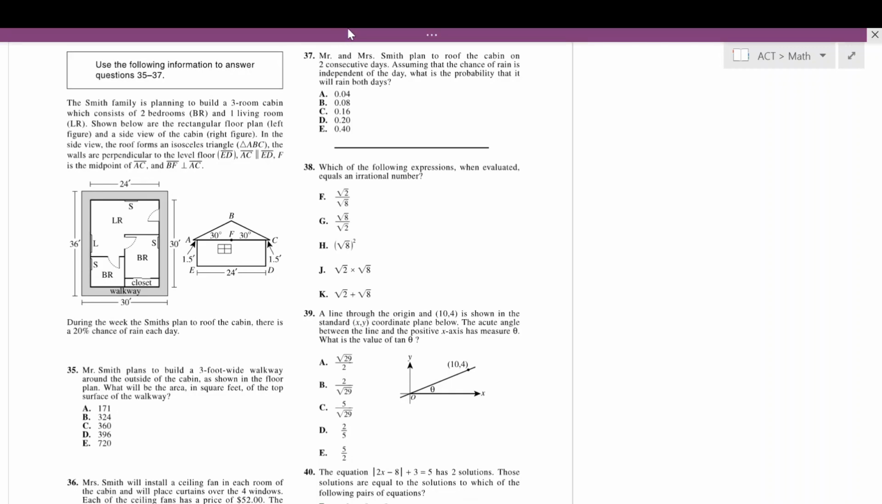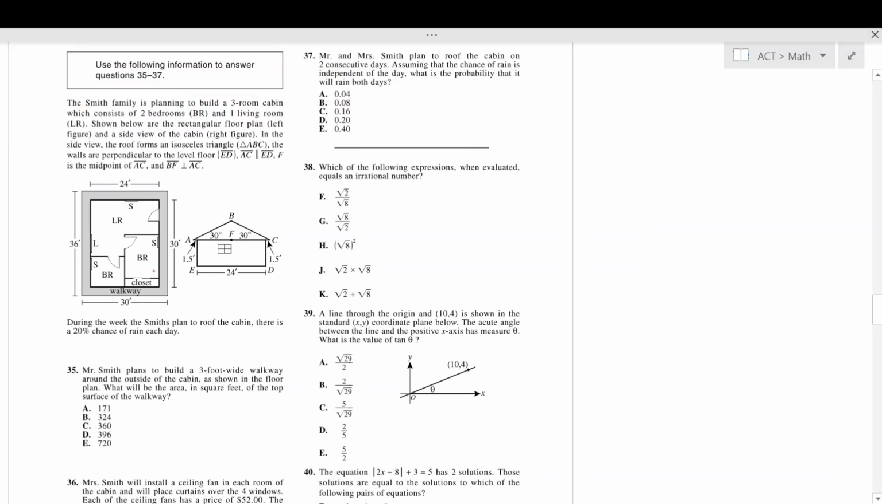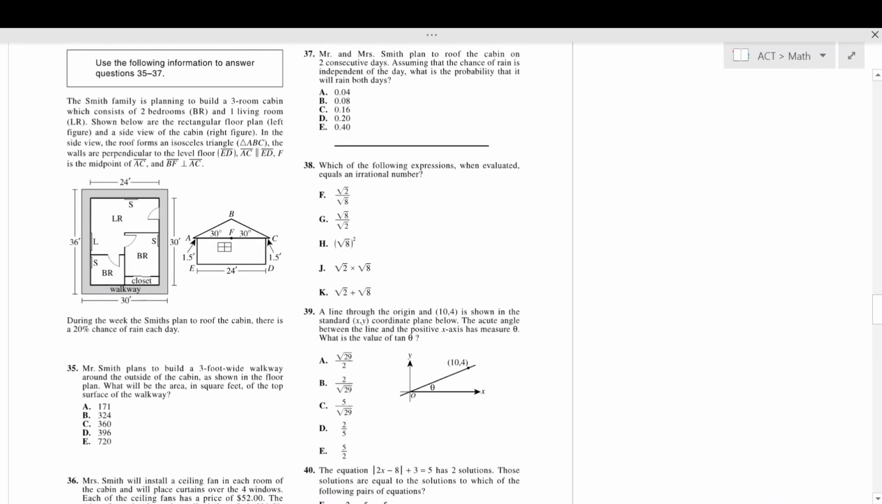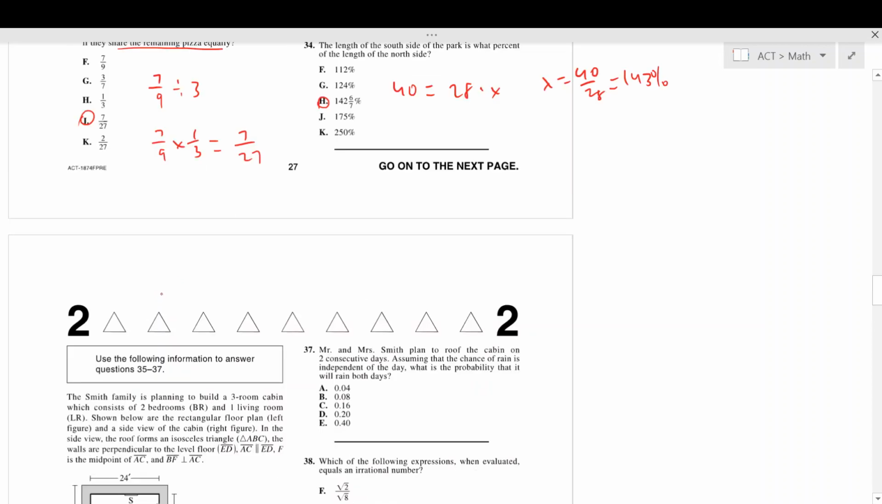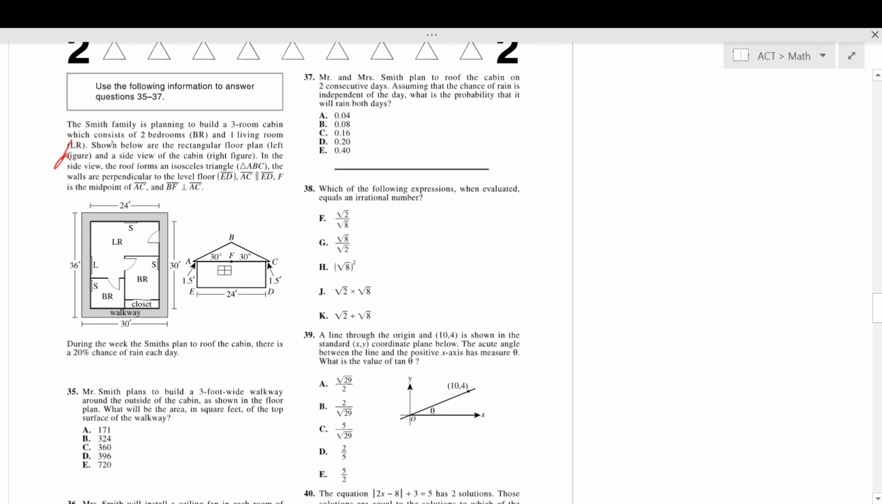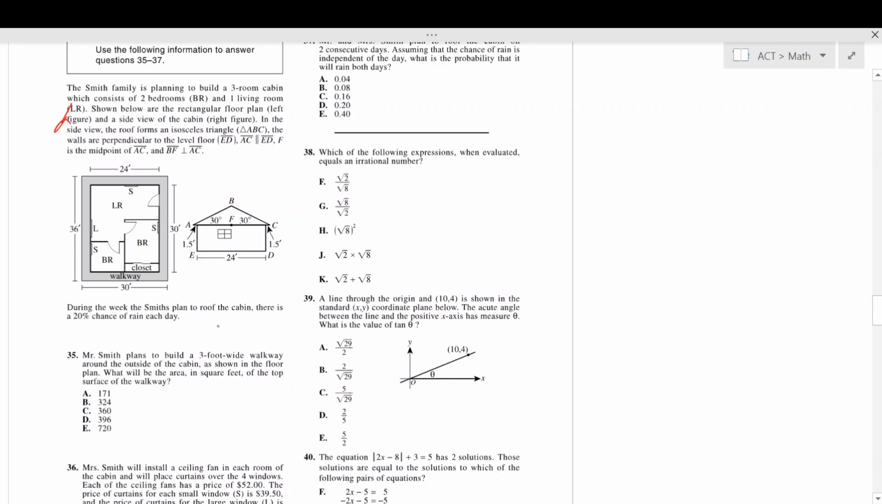So another one of the problems with a diagram, or with a little blurb. So let's see. This one, again, I wouldn't bother reading it because we're already given a diagram. It just doesn't seem too necessary to read all of this information here. So Mr. Smith plans to build a 3-foot wide walkway along the outside of the cabin. What is the area in square feet of the top surface of the walkway?